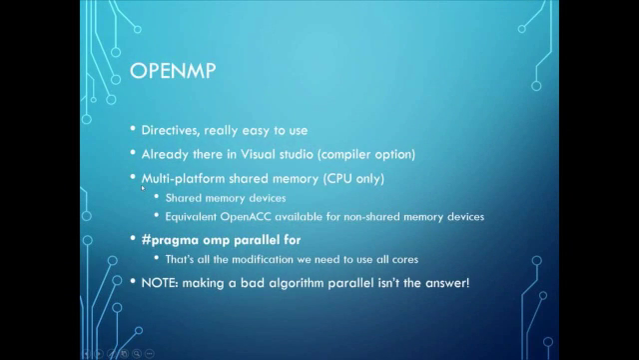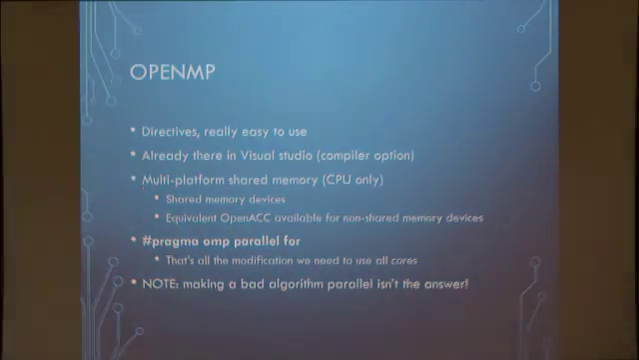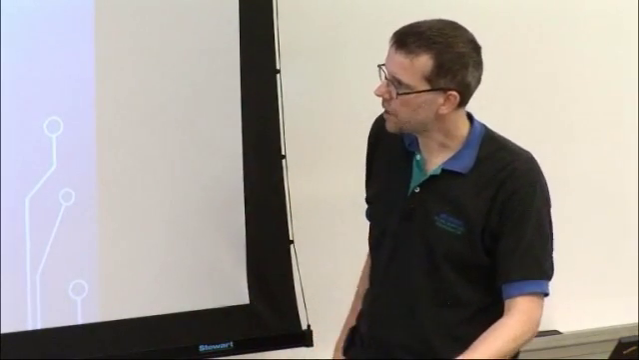So OpenMP, really easy to use. It's already there in Visual Studio, so just put it in your code. It's multi-platform, the open implies that. So the directives are usable across different platforms, and different compilers support the OpenMP directives. It's for shared memory devices, which means it won't work on a GPU because a GPU has disjoint memory. OpenACC is available. It's pretty much equivalent directives, but it works for non-shared memory devices like GPUs.